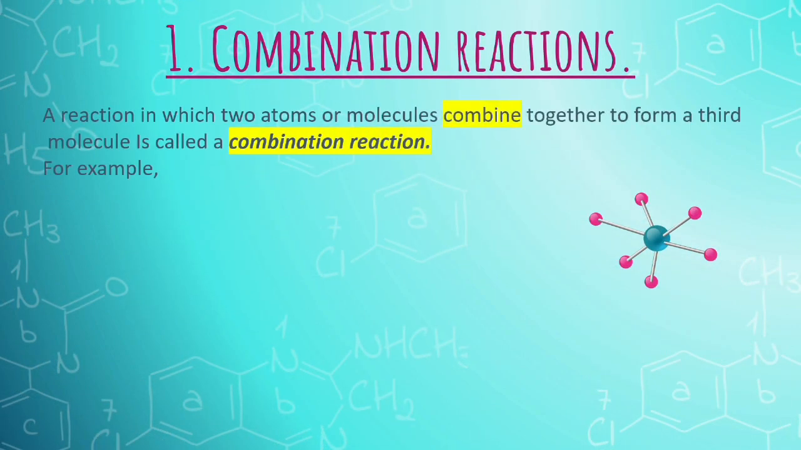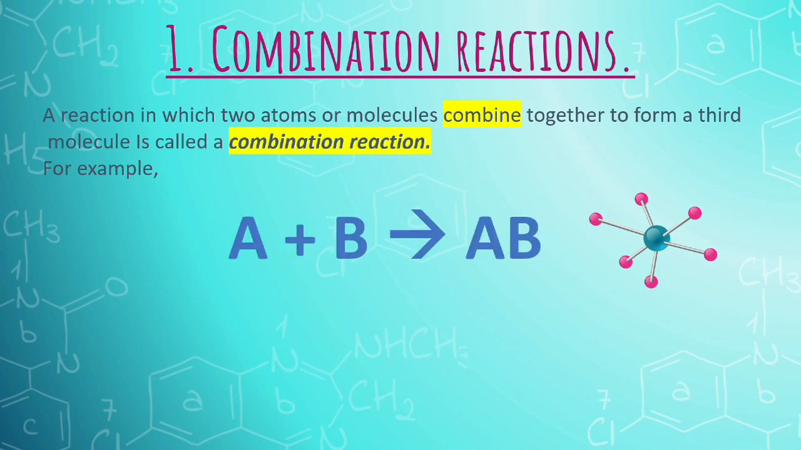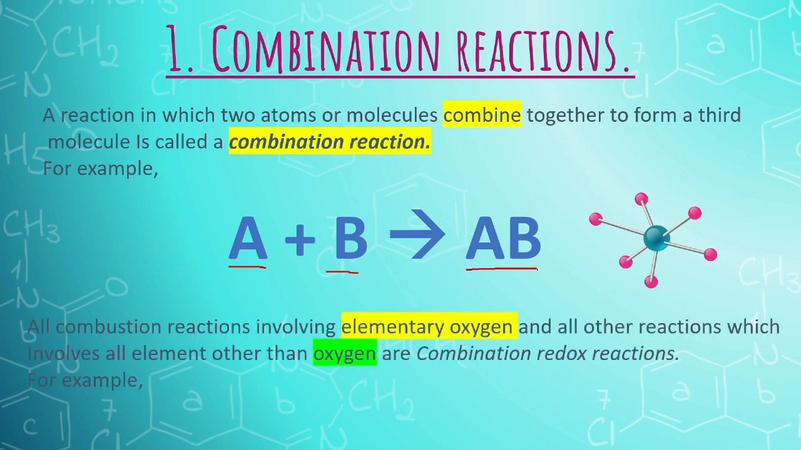Combination reactions. What are combination reactions? A reaction in which two atoms or molecules combine together to form a third molecule is called a combination reaction. For example, A and B combine together and form a third molecule AB.